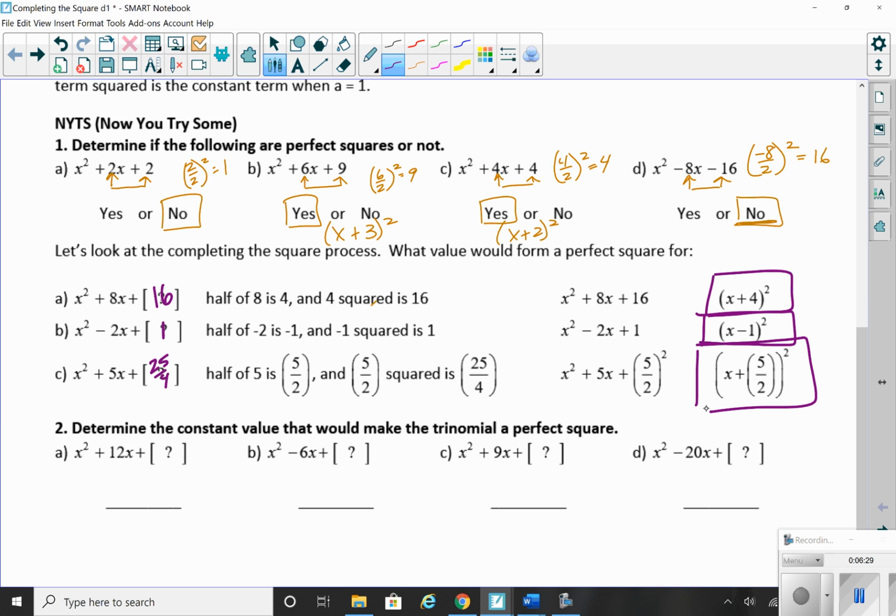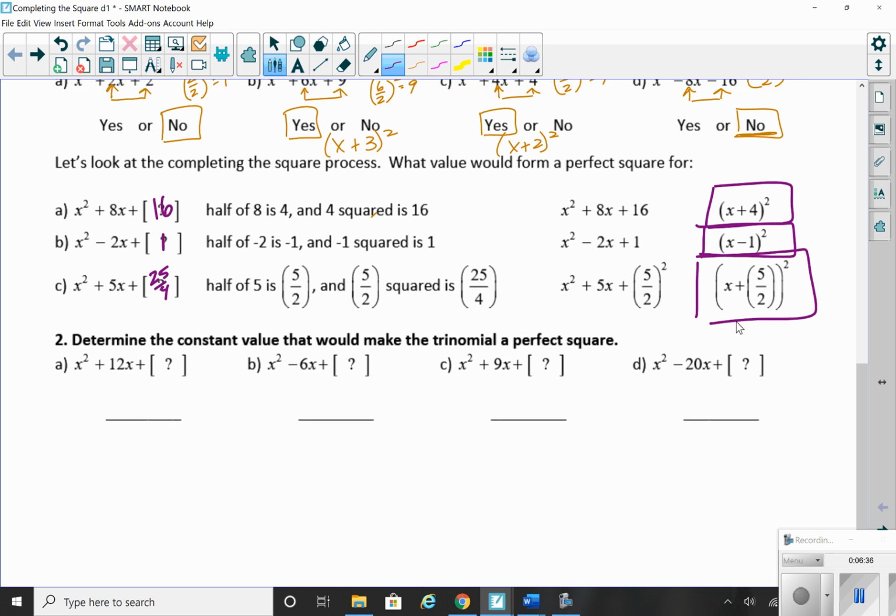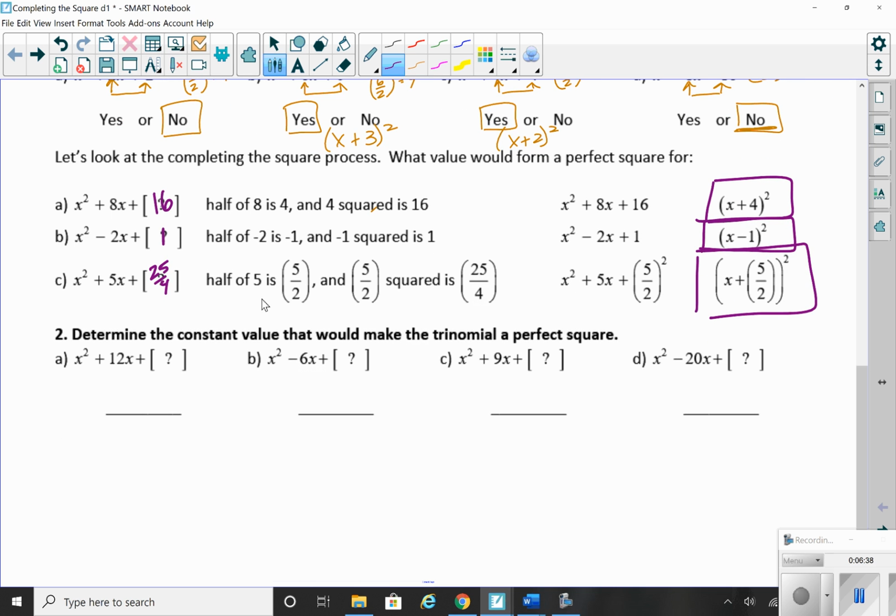I know that we don't always like fractions, but sometimes we do have to deal with them in the completing the square process. So now I'd like you to go ahead and just pause the video and see if you can figure out what to plug in for the magic number to create a perfect square trinomial. So pause the video and try these 4.